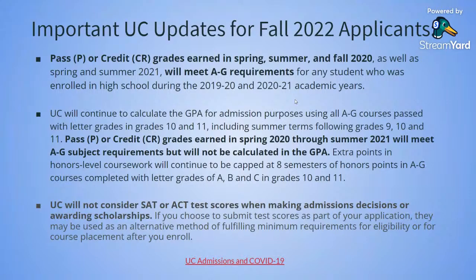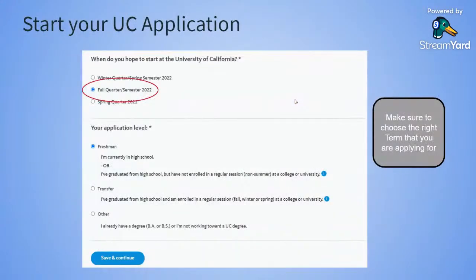And just another reminder that UC will not consider SAT or ACT scores when making any admissions decisions for fall of 2022. They will not even see your test scores during the application cycle. They may use them if you choose to submit test scores. They may use them later on for placement purposes in courses once you get into the UC, but they will not use them as part of your admissions. And again, the link down there on the bottom will give you more information about the UC updates.